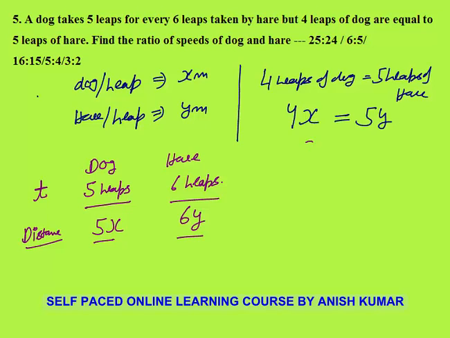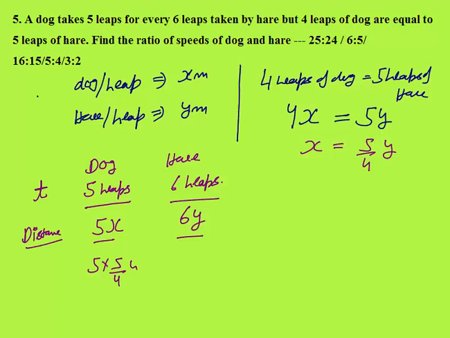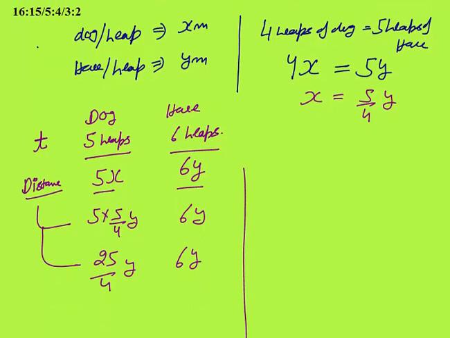Put the value of x. x is equal to 5 by 4 y. Put the value here: 5 by 4 y times 5, and 6y. It means the distance would be 25 by 4 y and 6y. That is the distance traveled by the dog and hare in time t, small t. I put the value of x.